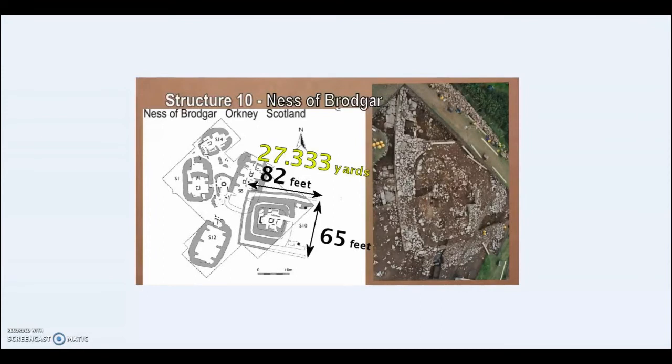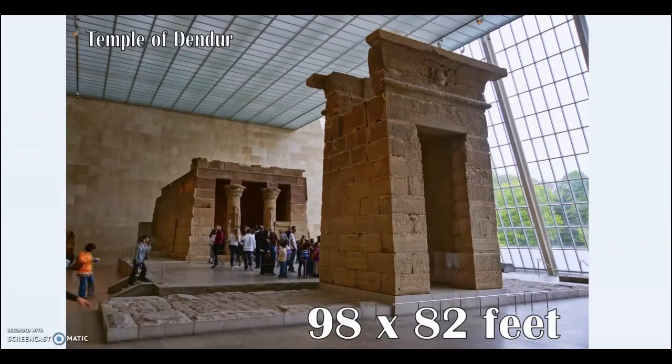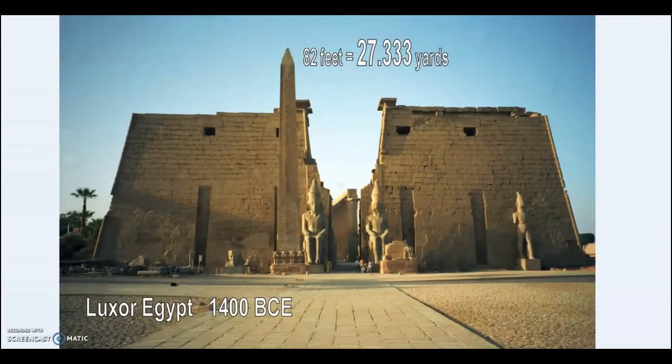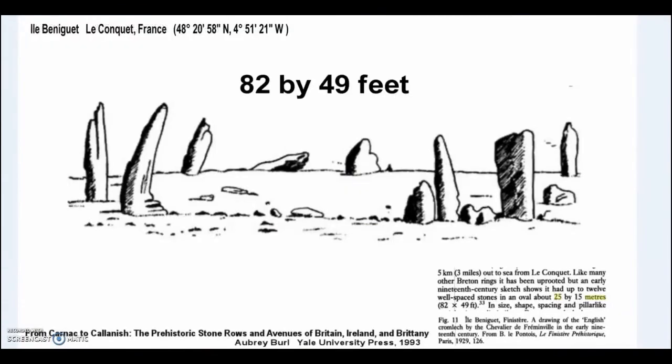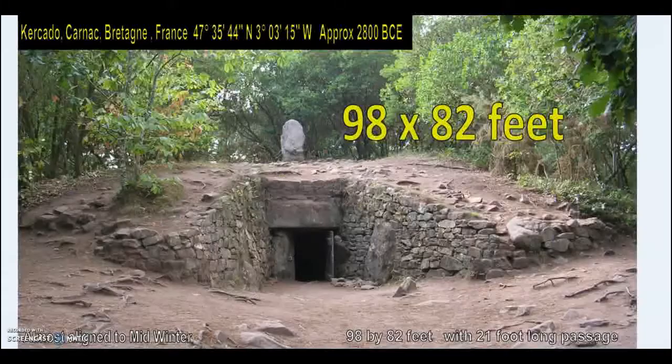The importance of weights and measures just really isn't appreciated. 82 feet: Temple of Dendera, Luxor, 82 feet. A fallen surviving one in Axum. Again, in the Channel Isles. Inca roads, possibly. Okay, this is Casado, which I mentioned earlier, with a 21-foot long passage, just like Seahenge, which delivers all this other stuff, but it's also 82 feet wide.